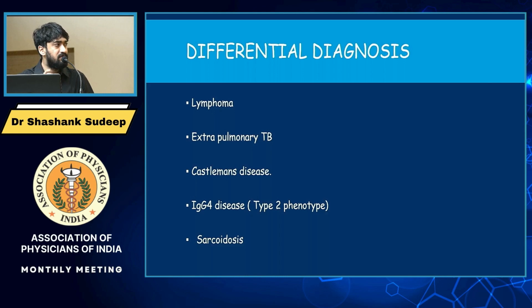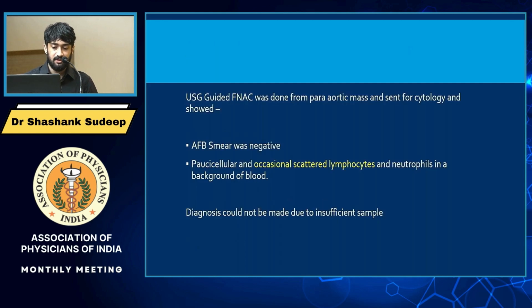To differentiate between all these diseases, we felt that further histopathological analysis would be necessary. So we went along those lines. Initially, a USG guided FNAC was done from the para-aortic mass and was sent for cytology and showed a paucicellular background and occasional scattered lymphocytes and neutrophils. The AFB smear was negative at this point, but the diagnosis could not be made due to insufficient sample.